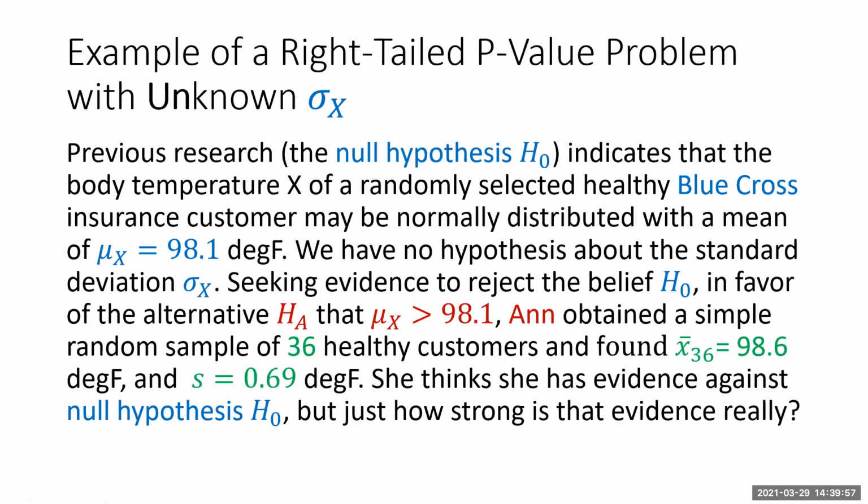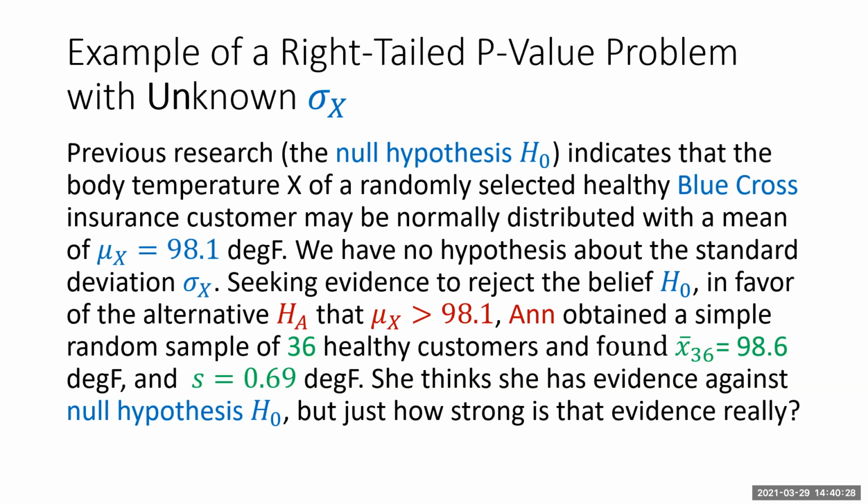So here's an example of a right-tailed p-value problem with unknown sigma. As before, we come into this with the Blue Cross Insurance Company has an existing belief, a null hypothesis, that the mean temperature of their customers is 98.1 degrees Fahrenheit. It seems a little low to us. They do not this time offer any hypothesis about the standard deviation.